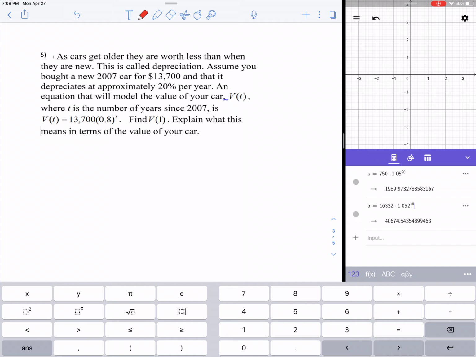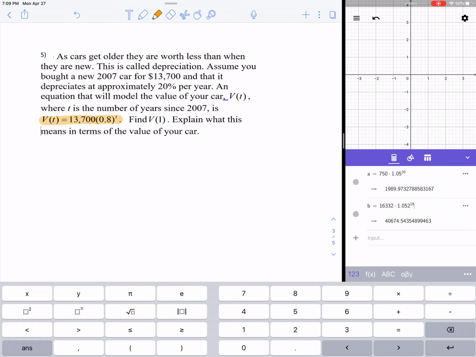Now, this is the first problem that we're talking about, depreciation or decay. As cars get older, they are worth less than they were when they were new. This is called depreciation. Assume you bought a new 2007 car for $13,700 and that it depreciates at approximately 20% a year. An equation that will model the value of your car, V of T, where T is the number of years since 2007, is here. Let's look at the parts of the equation. V of T equals 13,700, that's your starting value of the car.